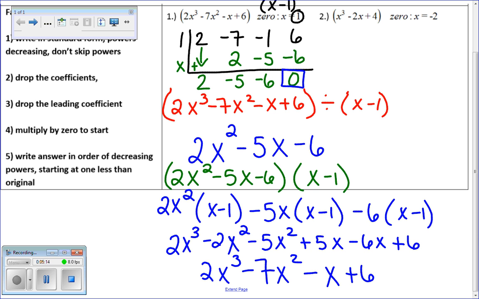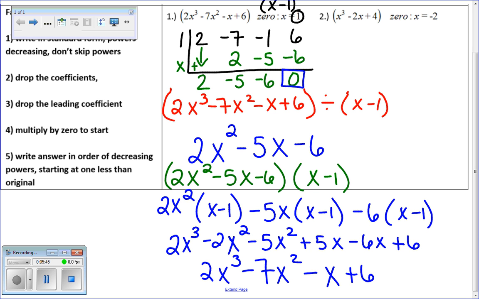You'll remember my rant from earlier on, because FOIL doesn't allow you to multiply a trinomial times a binomial. Even though it is the distributive property, if you know FOIL as the distributive property, I'm totally fine with it. But a lot of times we forget what the distributive property actually is. So I wrote that out for you all in blue. And when you simplify, you get your original expression, 2x cubed minus 7x squared minus x plus 6. So that is synthetic division.